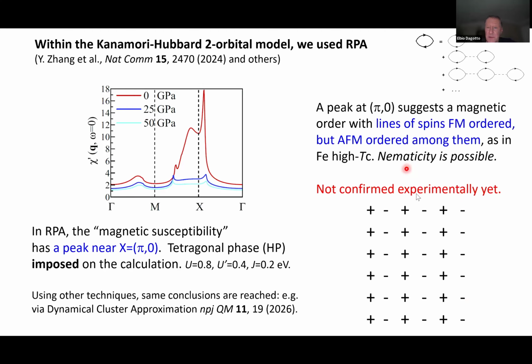It is pi along the x-axis because it is a stagger, and it is 0 along the vertical axis because it is uniform. So you end up with these pluses and minuses in columns, and of course the rotated one, 0 pi. This has not been confirmed experimentally yet. Again, the big problem is the absence of samples large enough, and of good enough quality, to do inelastic neutron scattering.